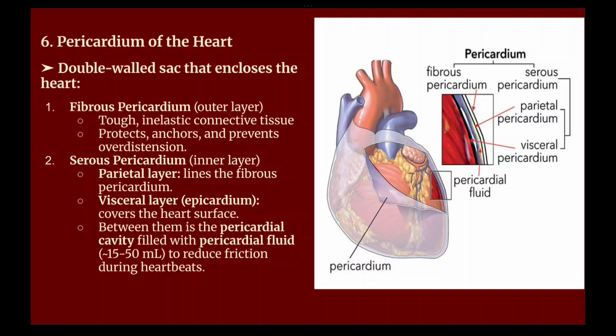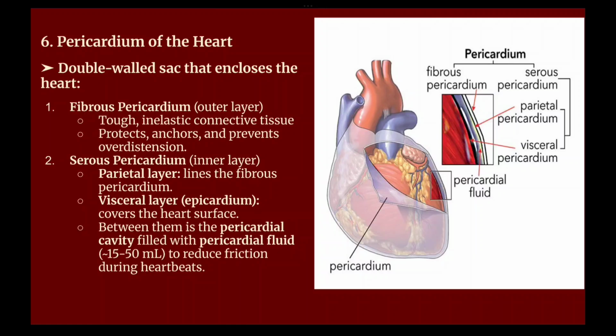The double-walled sac is made up of the fibrous pericardium on the outer side and a serous pericardium on the inner side. So the outer layer, the fibrous pericardium, is tough and inelastic connective tissue. It protects, anchors and prevents overdistension. So what does that mean?